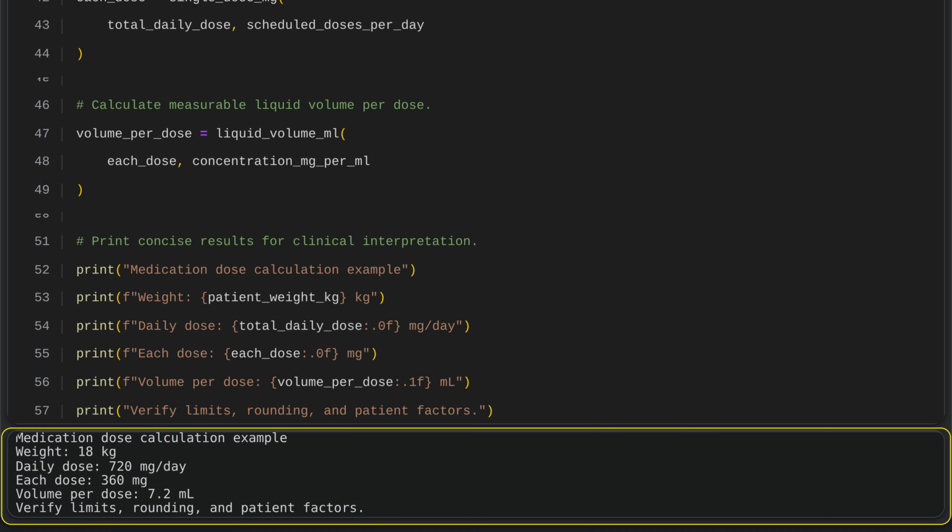This script estimates medication dosing from a patient's weight. It calculates the total daily dose, divides it into the prescribed number of daily doses, and converts each dose into a liquid volume using the medication concentration. The output reports the weight, daily dose, dose amount, and volume per dose, but the results must be checked against clinical guidelines.